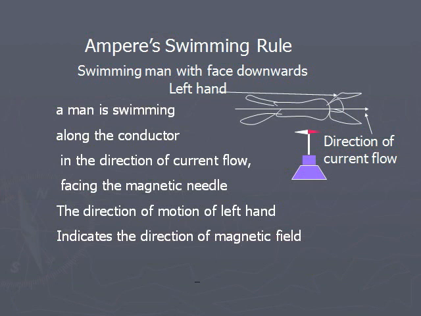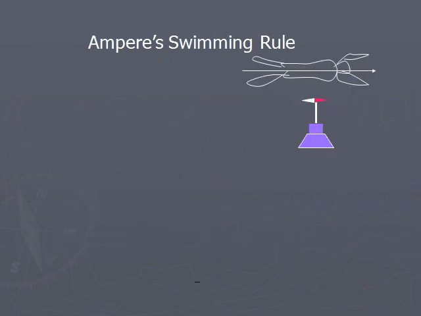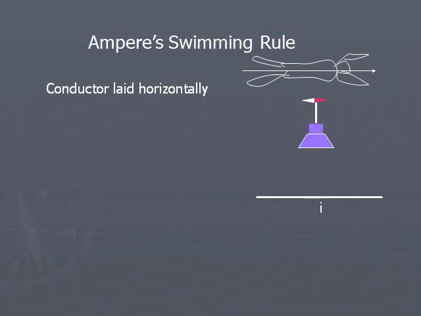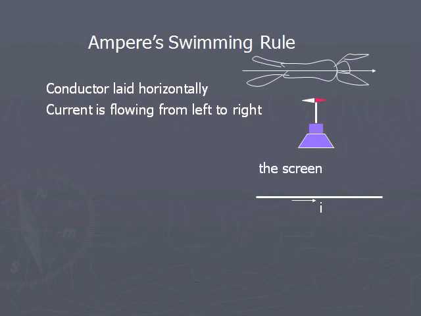To have a thorough understanding of the magnetic field created by a current flowing in a conductor, let us take an exercise. First let us take a conductor laid horizontally as shown below, and a current I is carried from left to right. Above this conductor the magnetic field is out of the screen, and below this conductor the magnetic field is into the screen.